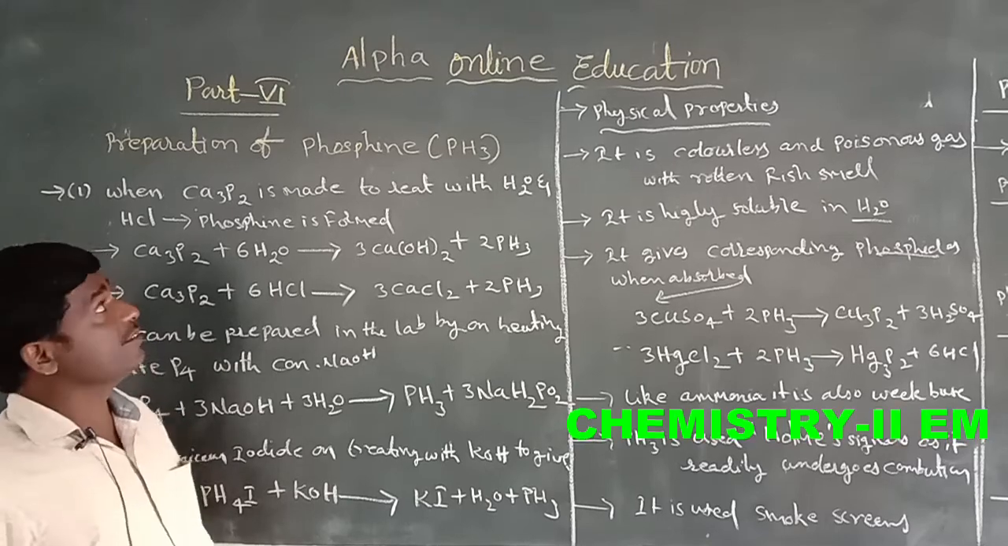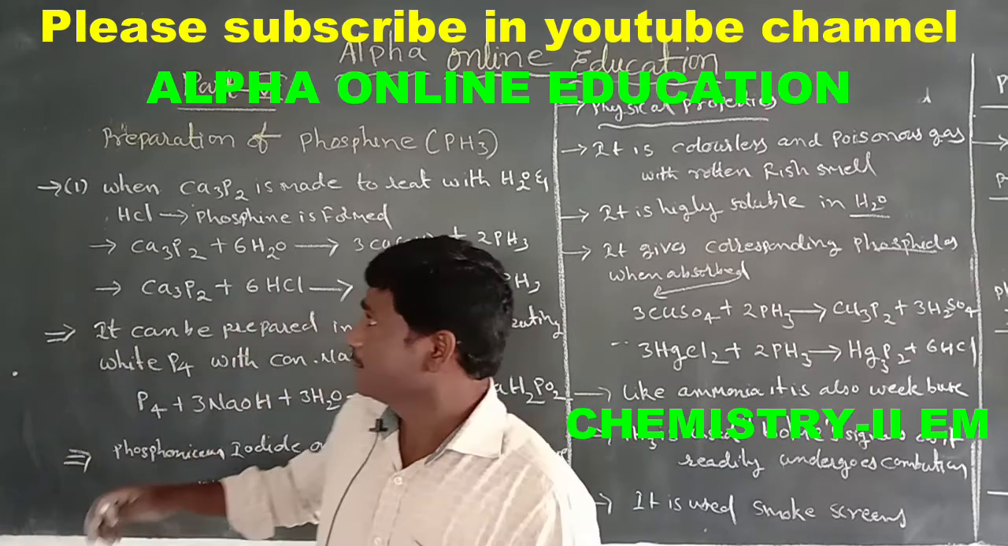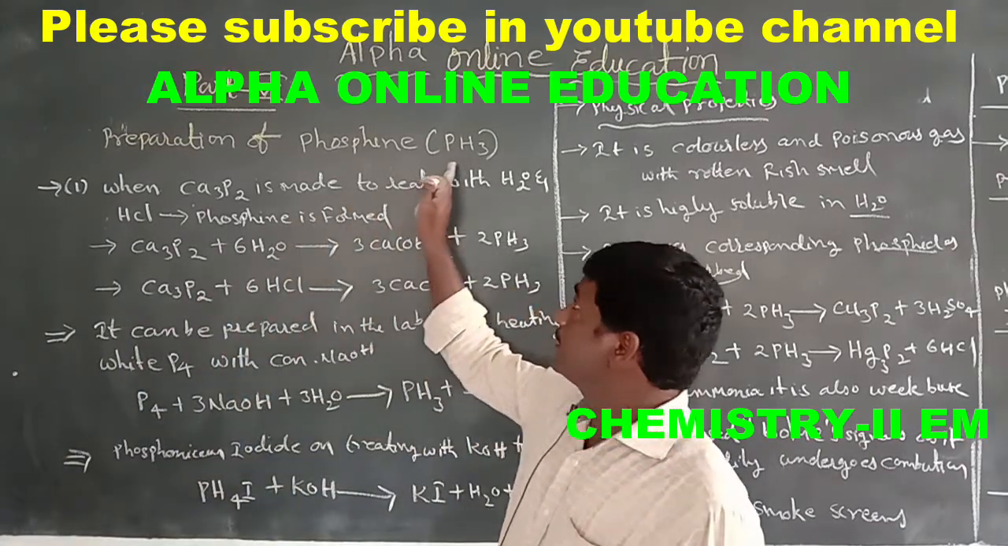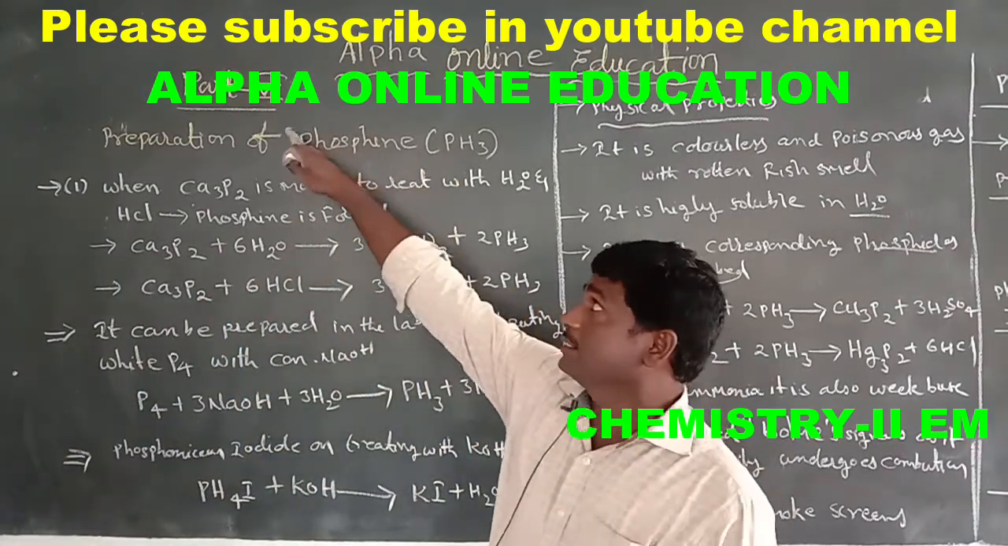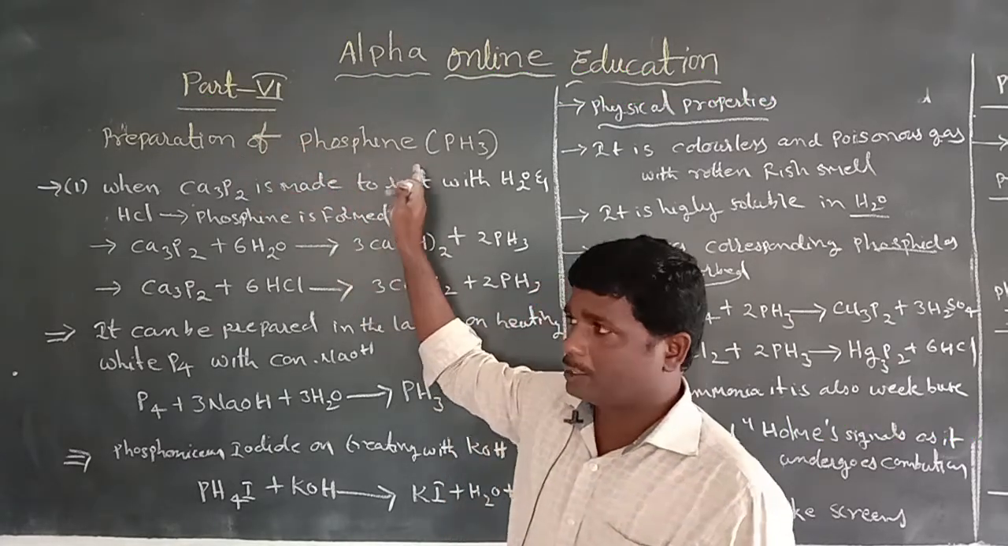Good morning students, today we are going to discuss the preparation of phosphine. The general formula of phosphine is PH3. This is class 6, part 6.1, the preparation of phosphine.